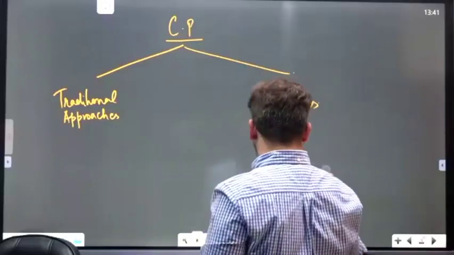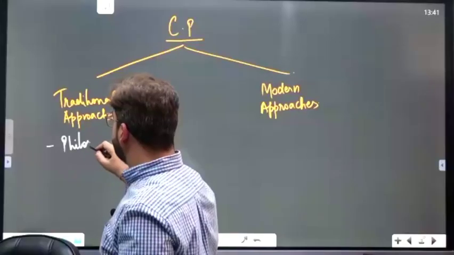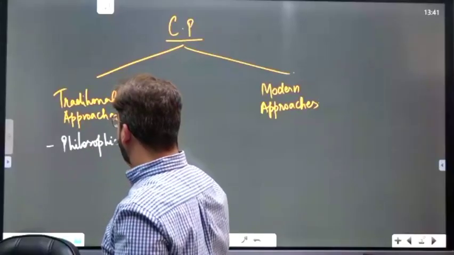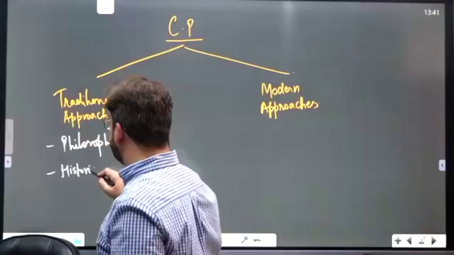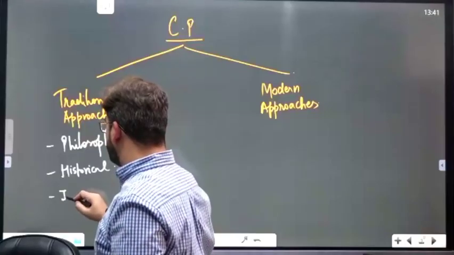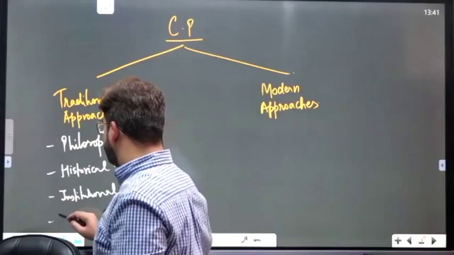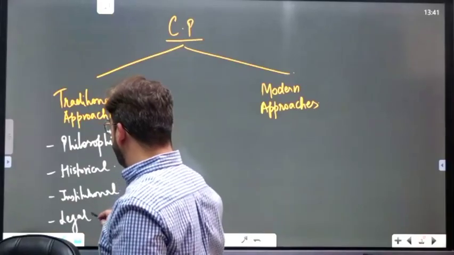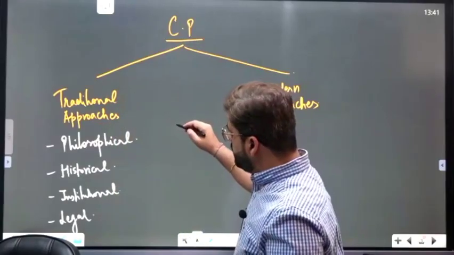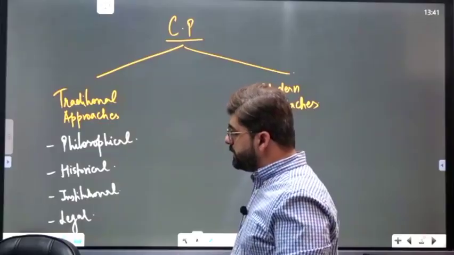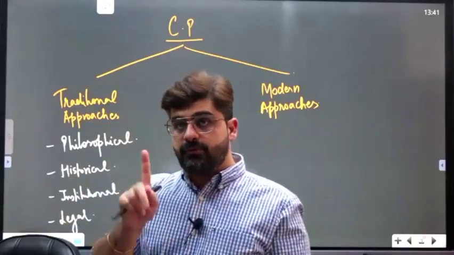Traditional approaches: I have philosophical approach, I have historical approach, I have institutional approach, I have legal approach. Sometimes legal and institutional are mentioned together. These are the four approaches which were primarily used while comparing systems before Second World War.